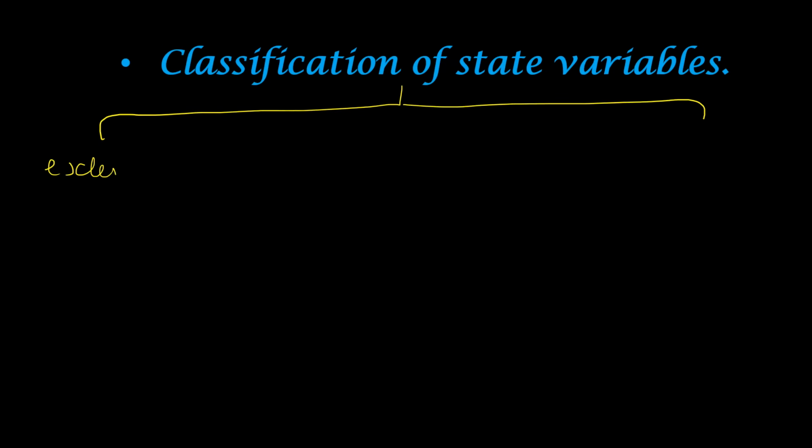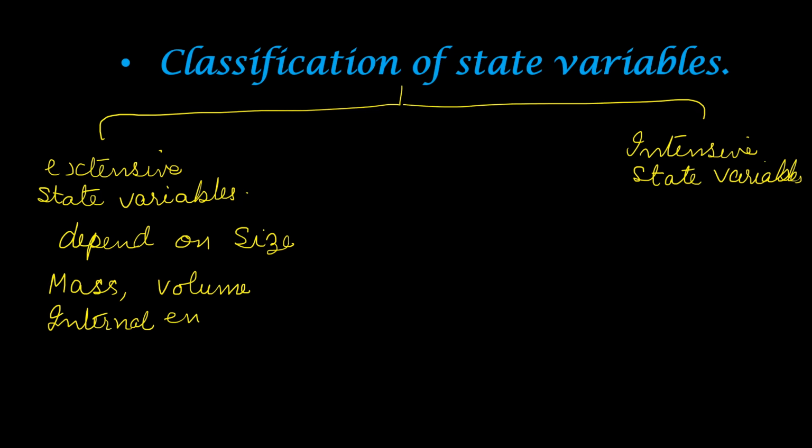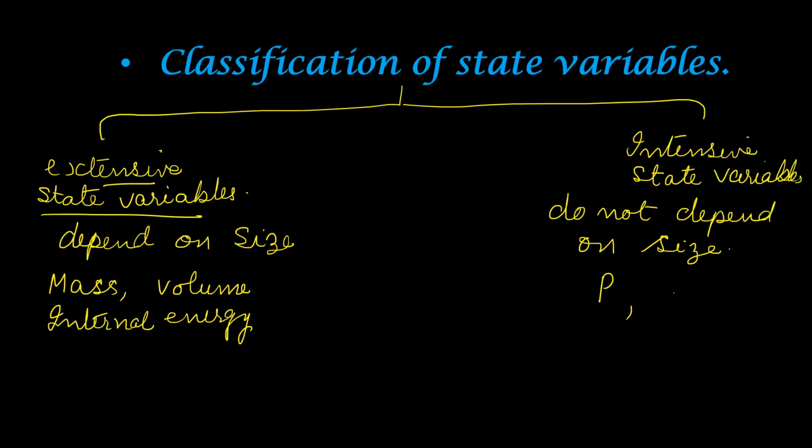Classification of state variables. State variables are broadly classified into two: extensive state variables and intensive state variables. What are extensive state variables? Extensive state variables depend on size, that is mass, volume, internal energy. They are all extensive state variables. Intensive state variables do not depend on size. Pressure and temperature are intensive state variables.